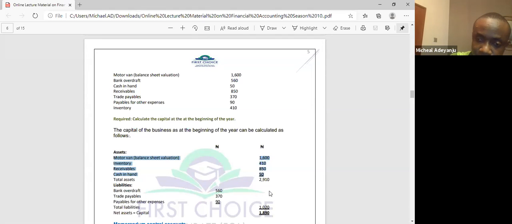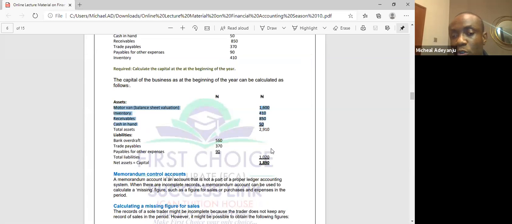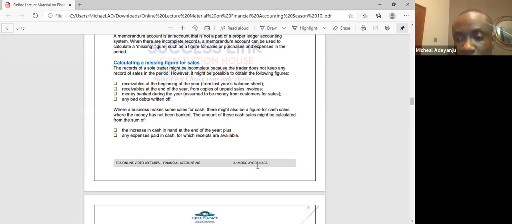So after adding these four figures together, it gives us 22,910 naira. Now let's list our liability. Then we have 1,020 naira. The difference between these two is going to give us our opening capital that we are looking for. Easy peasy.